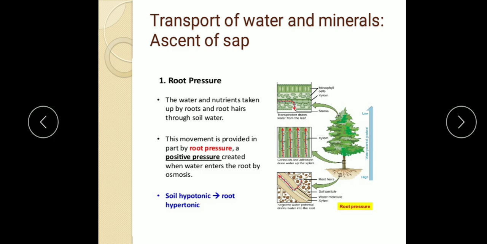So the pressure developed in the roots due to the continuous inflow of water helps in pushing the plant sap upwards, and that is the root pressure. Okay, so this root pressure is responsible for the upward movement of water from root to the stem and then to the different parts. So the water and nutrients taken up by roots and root hairs through the soil, this movement is provided in part by root pressure, a positive pressure created when water enters the root by the process of osmosis. So what is the root pressure?